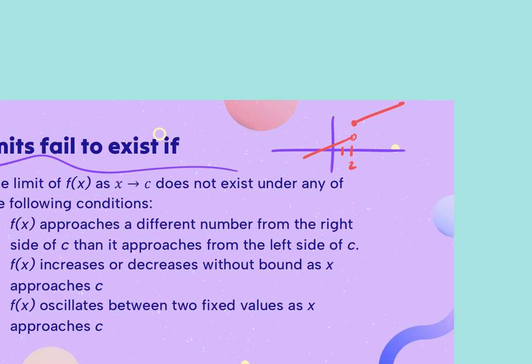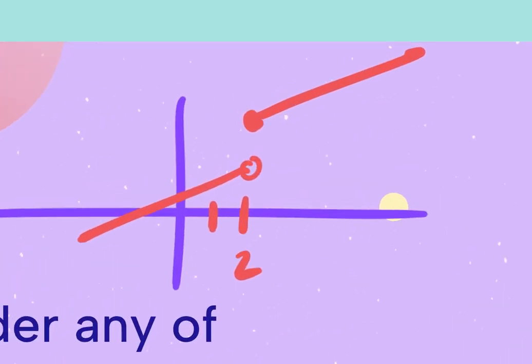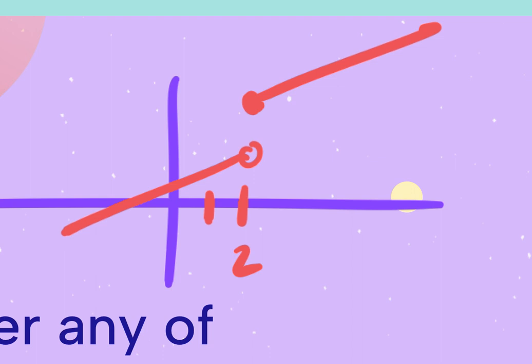If I asked you what the limit is as it approaches 2, there are two different values, right? If one is up here and one is here, whether that's an open dot or not doesn't matter. If they are approaching different values, that is a situation in which I would say the limit does not exist, okay?